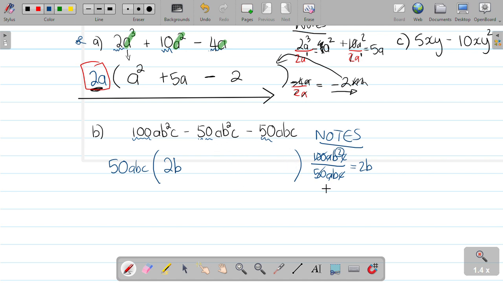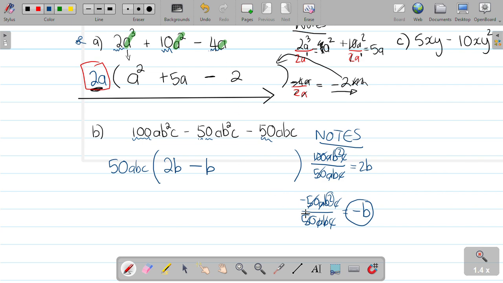Next, we take this minus 50ab squared c over 50abc, and what's going to end up happening is we'll get a negative 1. The a's will cancel. There's 2 b's here, there's 1 b here, so it'll be a b left over, and the c's cancel. So we take this and we put it over here, minus b. I hope you're following along. If not, you can go back.